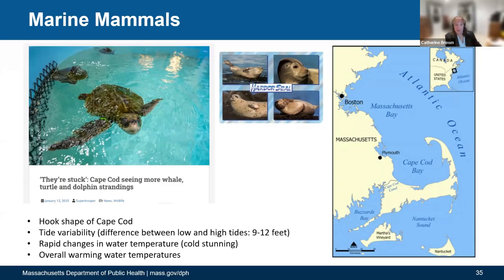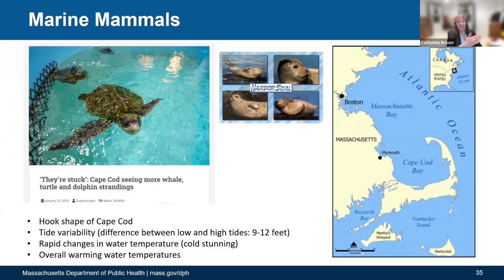Some of it is also because of the amount of tide variability that we have there, the difference between low and high tides can be 9 to 12 feet. Sometimes in the winter, we have this rapid change in water temperature. It goes from warm to cold very abruptly, and the turtles can't handle that.